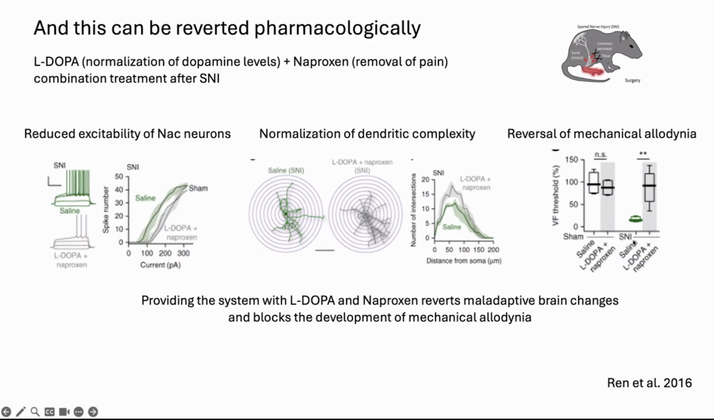But then if you induce a spared nerve injury, animals that receive saline, so they are not treated, show very enhanced mechanical allodynia, which we take as a proxy for pain. But if you actually treat them with L-DOPA and naproxen, then the mechanical allodynia completely normalizes, again showing that this treatment seems to block the development of mechanical allodynia.